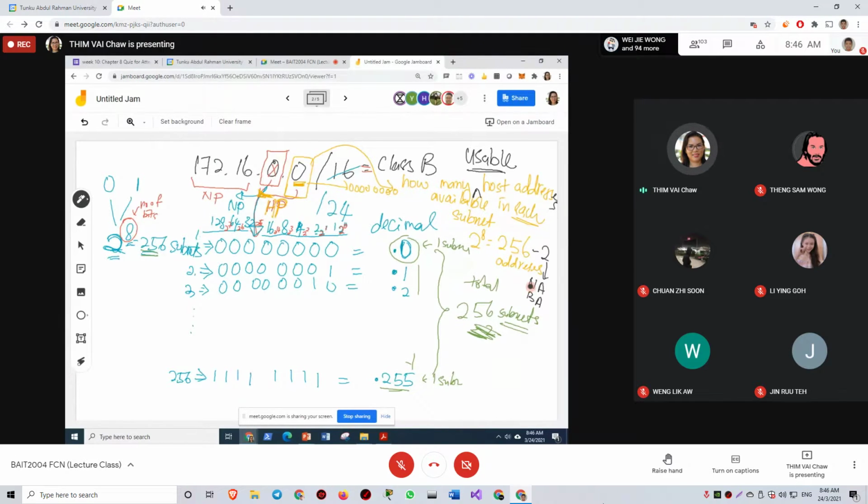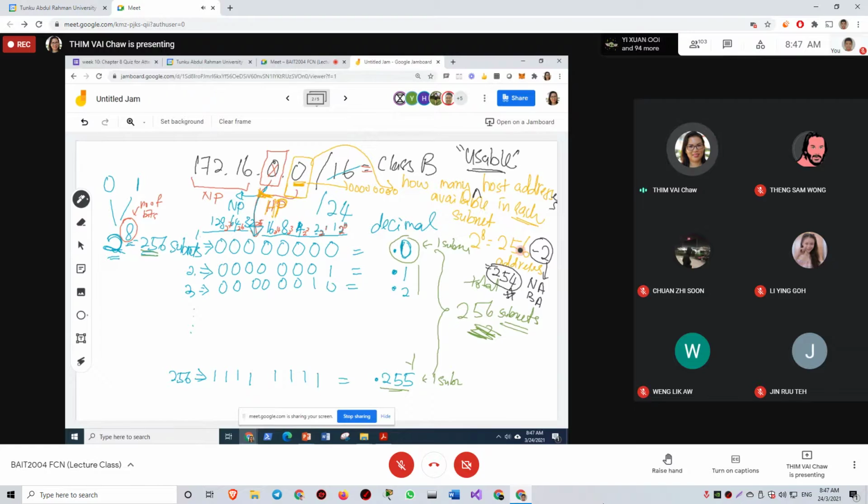You cannot assign these two addresses, the first address and the last address. They are reserved. You cannot assign them to the PC, you cannot assign them to the switch for VLANs, and also cannot assign them to the router's interface. So that's why you only have 254 usable host addresses. So when you look at the question, you need to think carefully whether they are asking about usable or not. If you are talking about usable host addresses, you are required to minus 2.